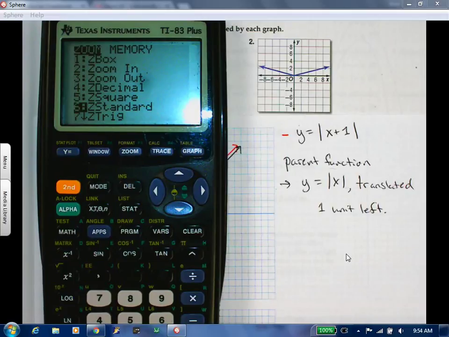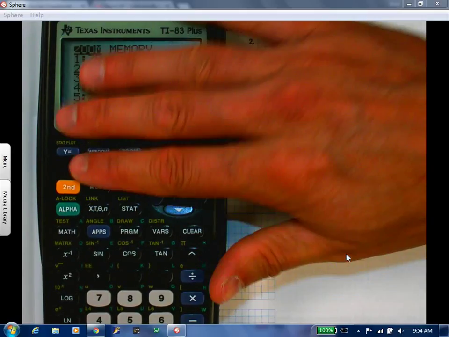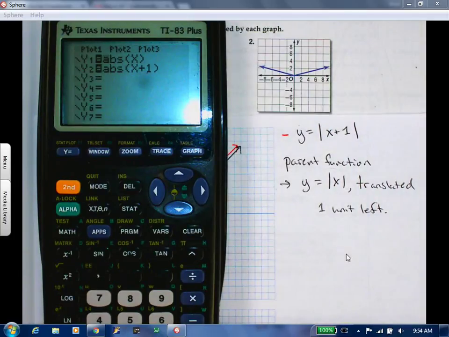Just be on y equals. Y equals, I go down to y2. I think I went a little bit too fast. Let me go back to y equals. That's what the 2 should look like. Okay. We all have the graph now?